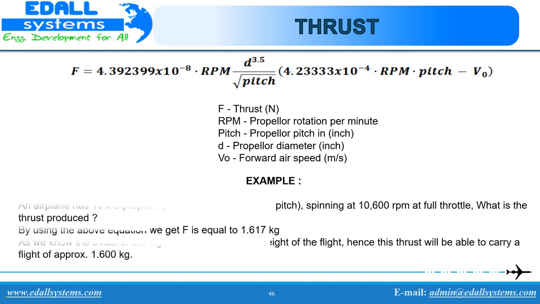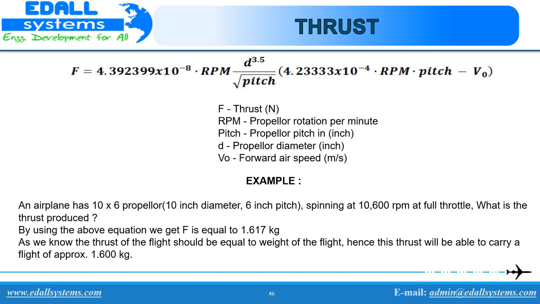Example: an aeroplane has a 10 by 6 propeller, that is 10-inch diameter and 6-inch pitch, spinning at 1600 RPM at full throttle. How do you find the thrust produced? By using the above equation, we get F equals 1.617 kg. As we know, the thrust of the flight should be equal to the weight of the flight. Hence, this thrust will be able to carry a flight of approximately 1.6 kg.